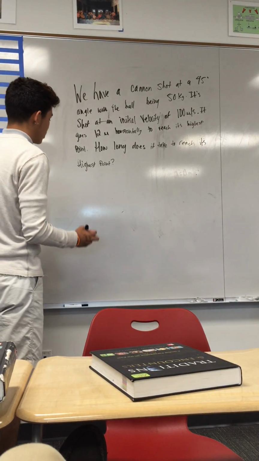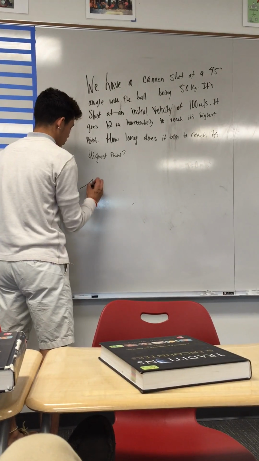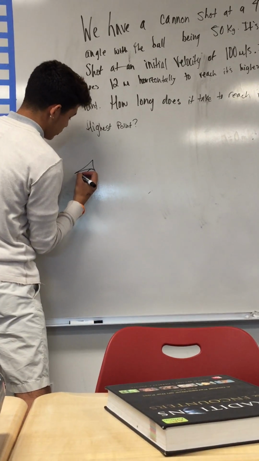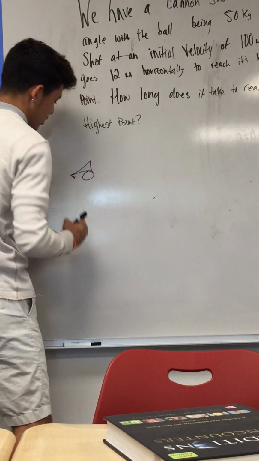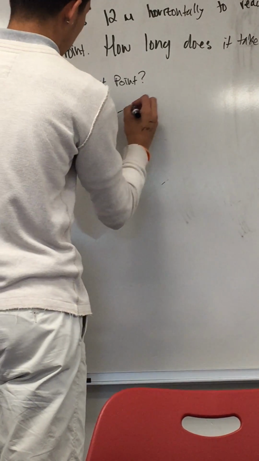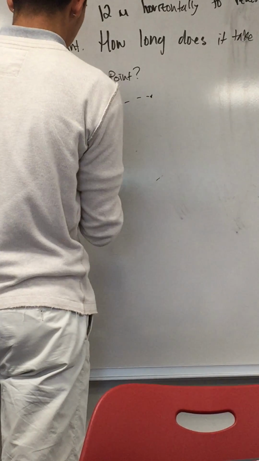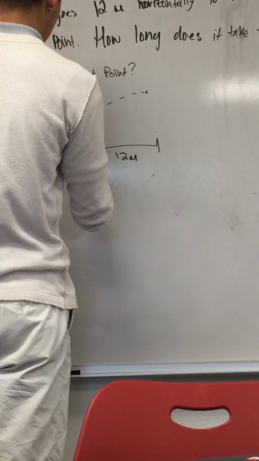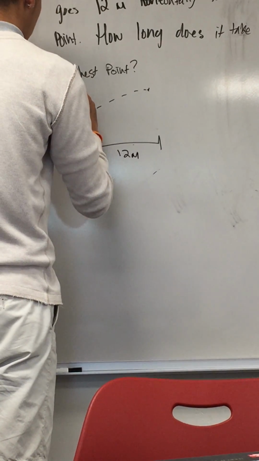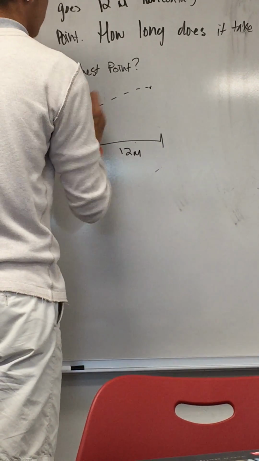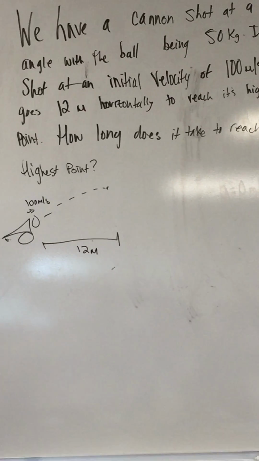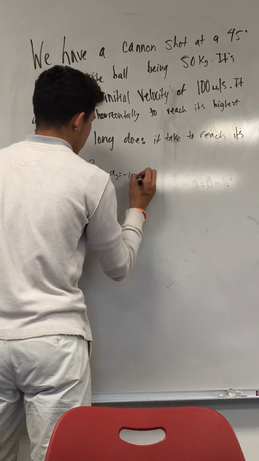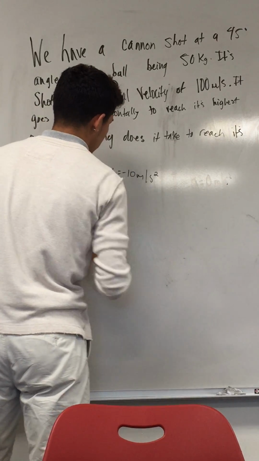So first, obviously you gotta draw a diagram. So this angle is 45 degrees, and the ball is shot up. And this reaches the highest point right here at 12 meters with an initial velocity of 100 meters per second. And we know that acceleration due to gravity is negative 10 meters per second squared.